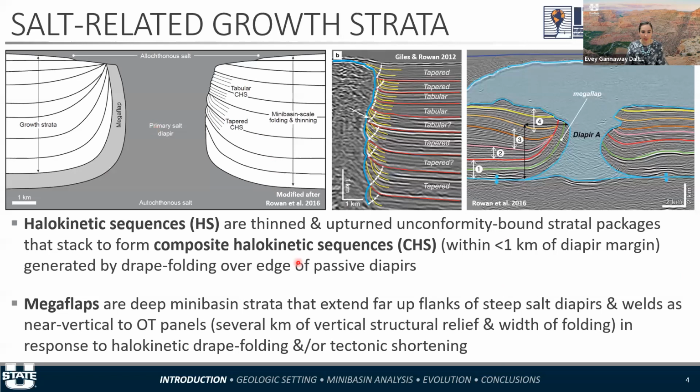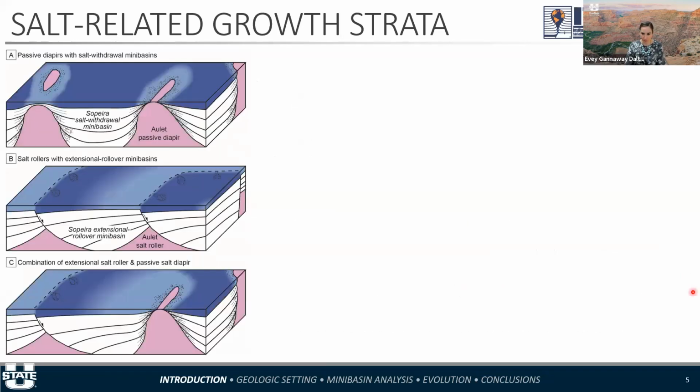So in addition to those key features, I also want to introduce the crux of the issue here. As we're going to see, we have two conflicting interpretations of how these Adons, or Aulet and Adons diapirs, developed. And the fundamental root of those conflicting interpretations is that they are based upon different models for what those salt bodies were.